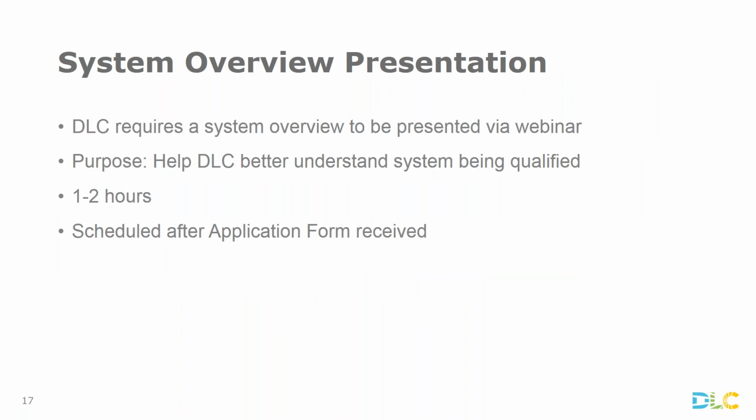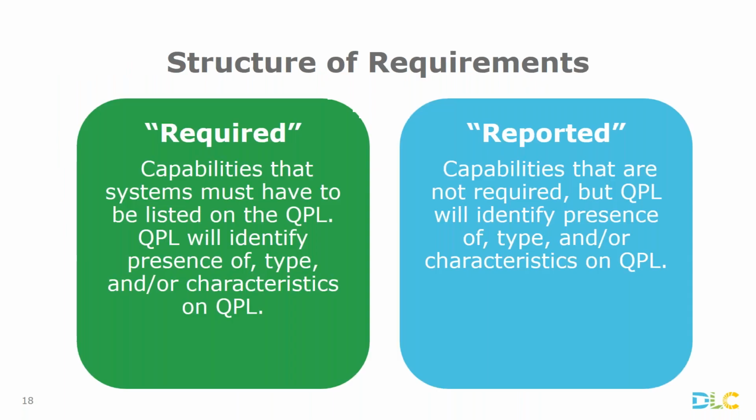We require manufacturers to provide a system overview presentation to qualify their system. This is 1 to 2 hours. Provide us some information about the type of applications you're targeting with the system architecture, some of the key capabilities, how the system's installed, configured, and commissioned. This information helps DLC better understand the system as we work through the review process. So this is something that's scheduled after the application form is received.